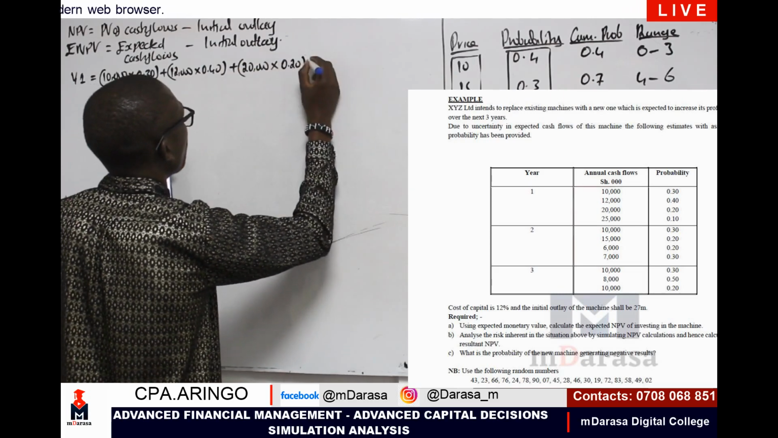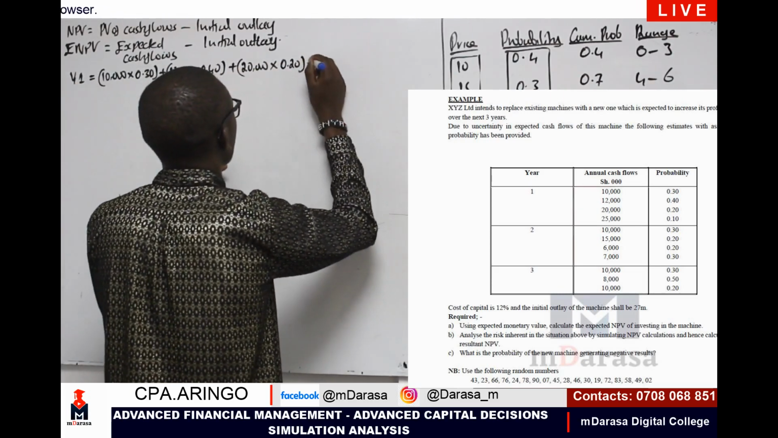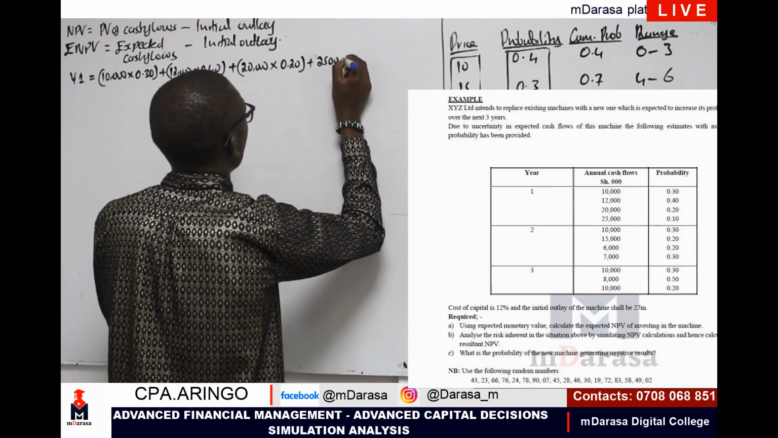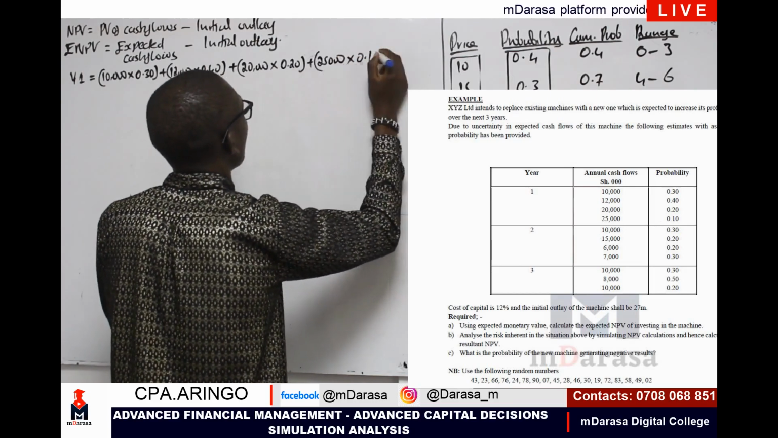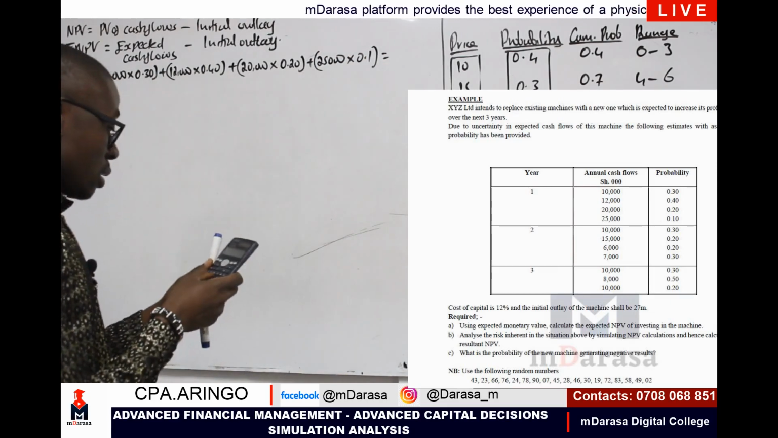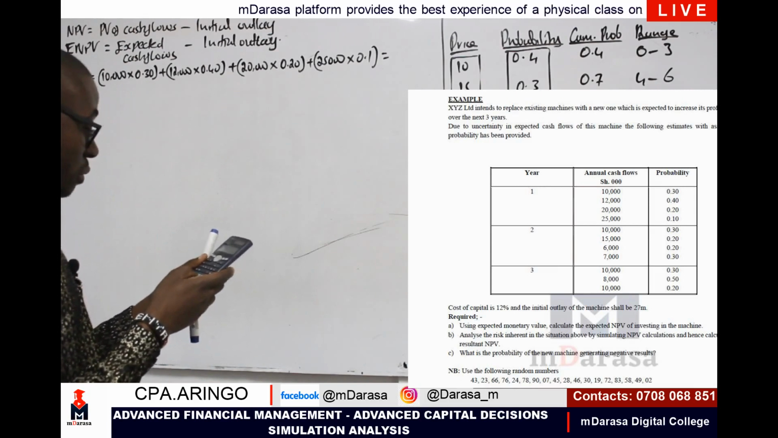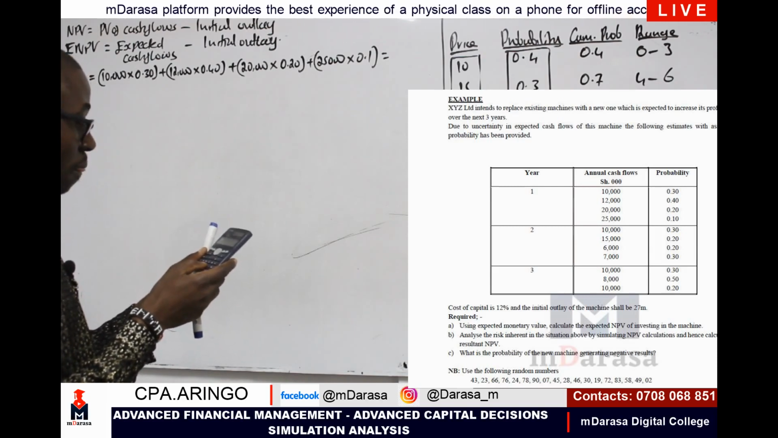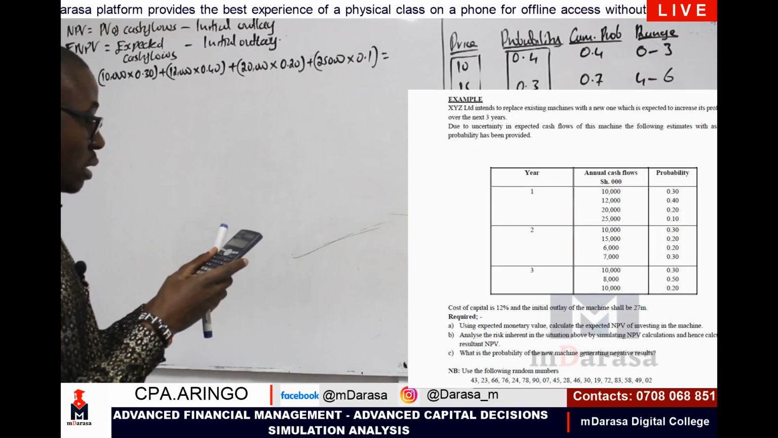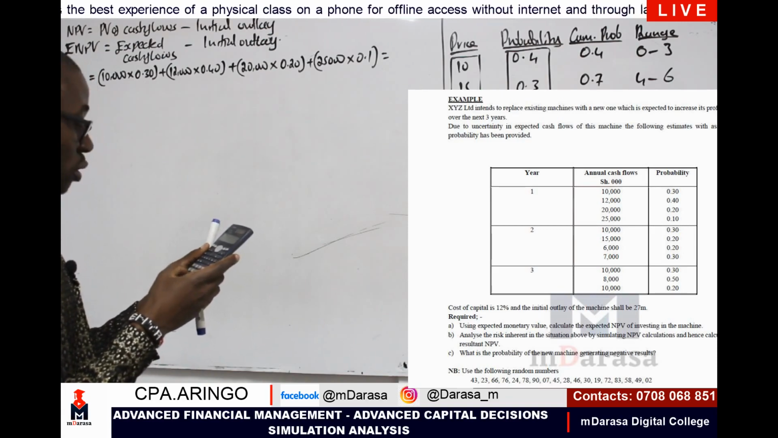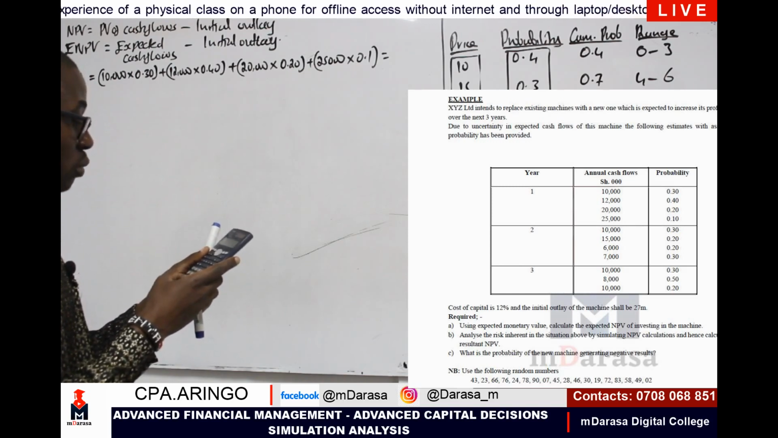Then finally, we are going to add 25,000 times probability, which is 0.1. So this will give us expected cash flows of. So let us work it out quickly. 10,000 times 0.3. We add 12,000 times 0.4. We add 20,000 by 0.2. We add 25,000 by 0.1.